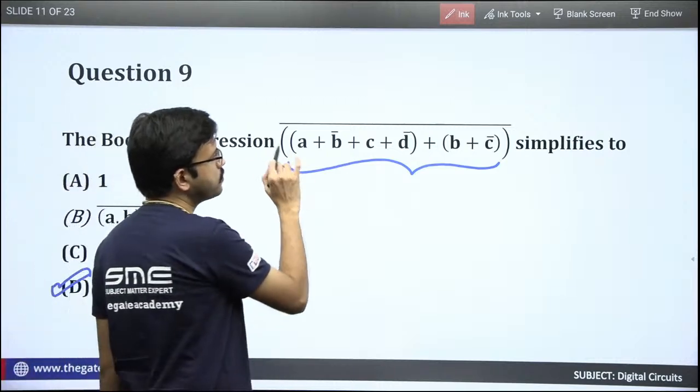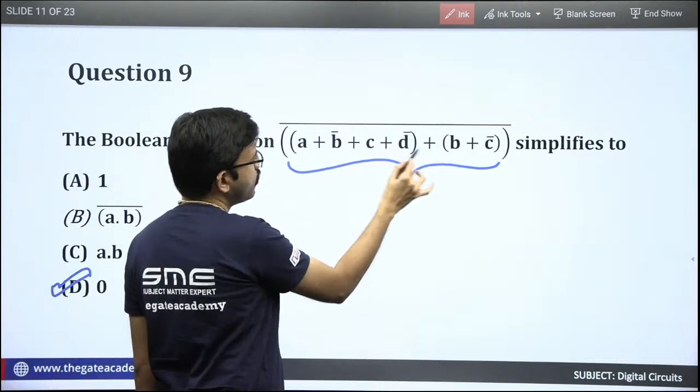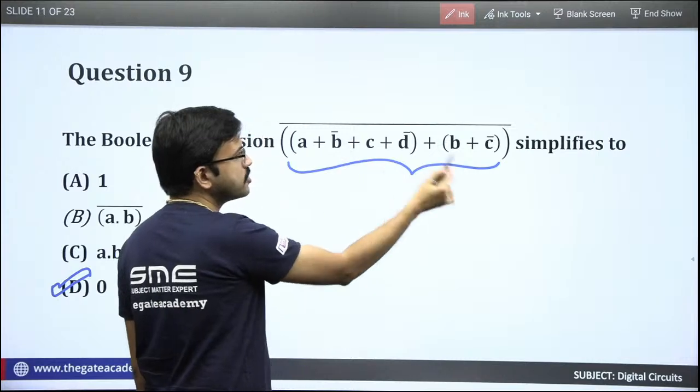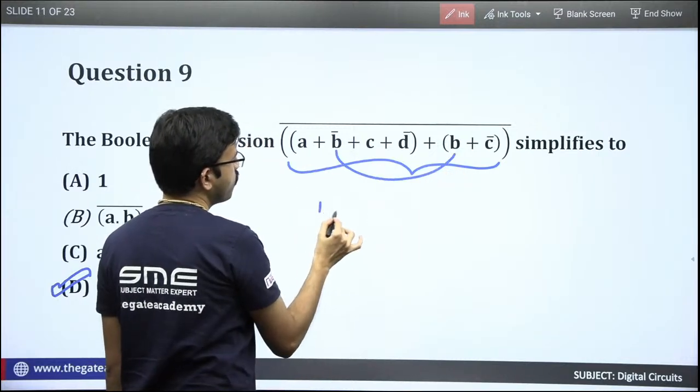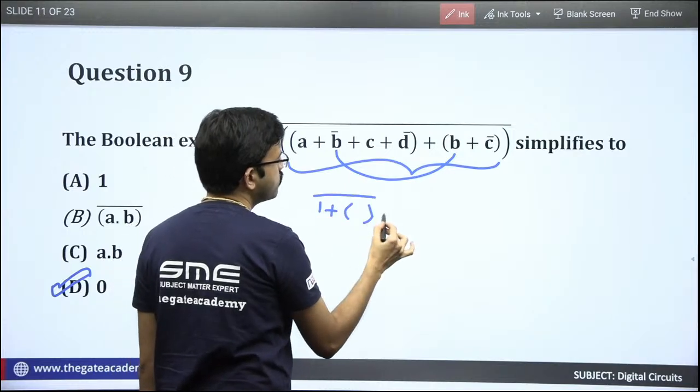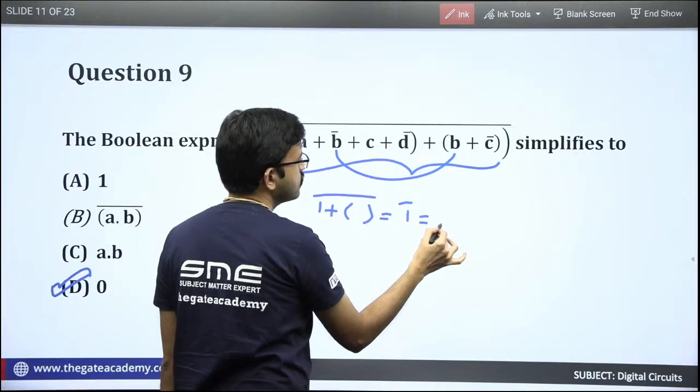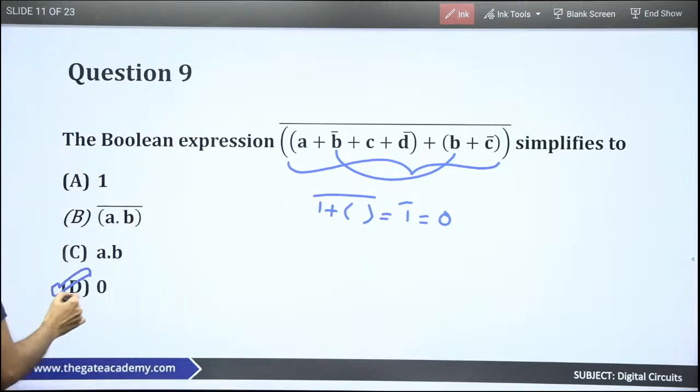Just carefully observe. Here, what are you having? Among all the variables, you are having logical OR only. So, b plus b bar is what? 1. 1 plus anything is 1. Complement of 1 is 0. Right? Option D is the correct one.